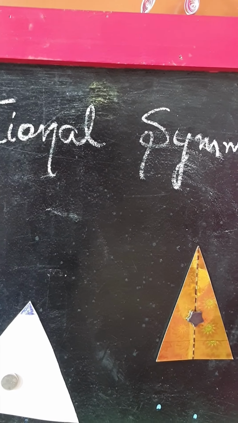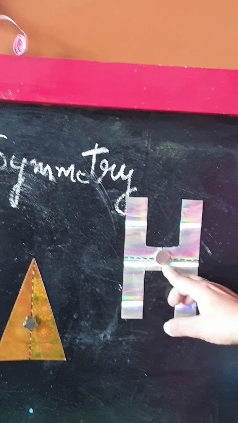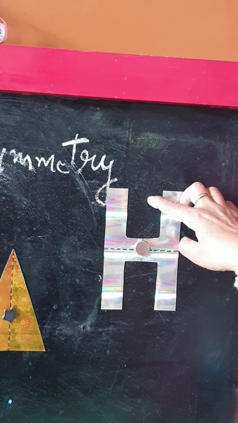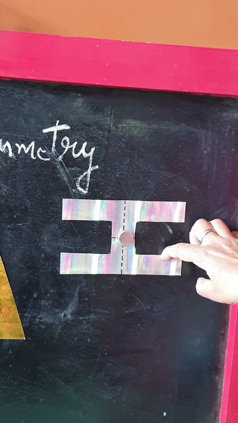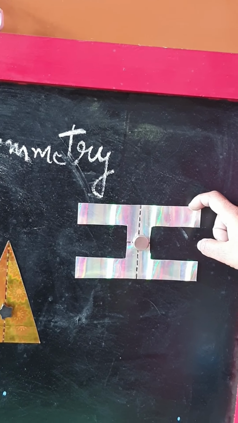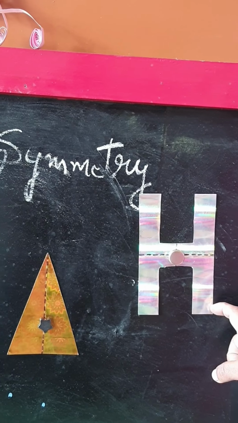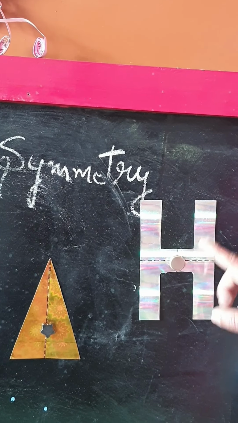Now let's move on to the alphabet H. I marked here the center where the 2 lines of symmetry are intersecting each other. First of all, it is resting at 0 degrees. I then move it to the angle of 90. See, it's not taking back its shape. When I move to the angle of 180, yes, it is taking back its shape. So at 180 degrees, it is taking back its shape once.